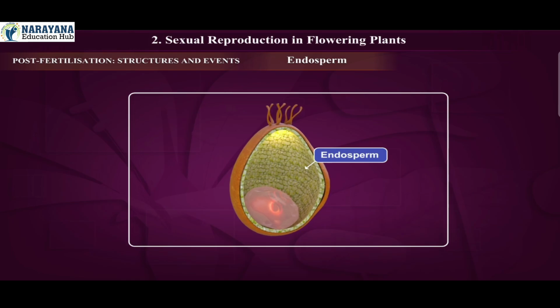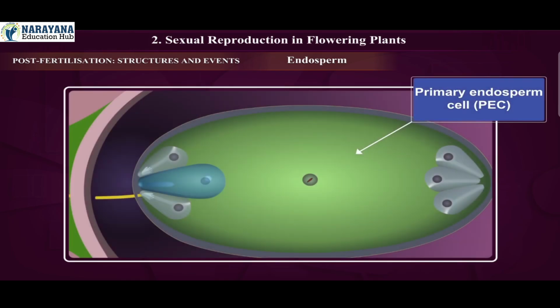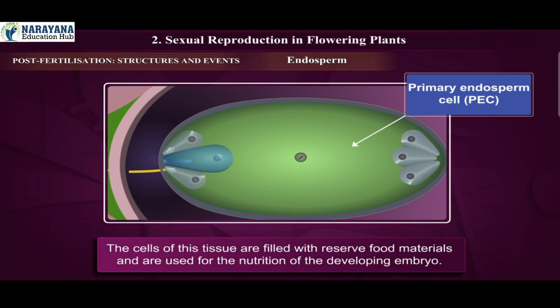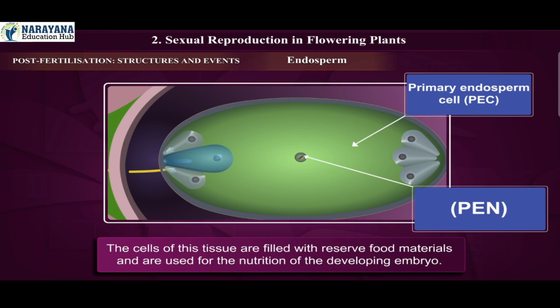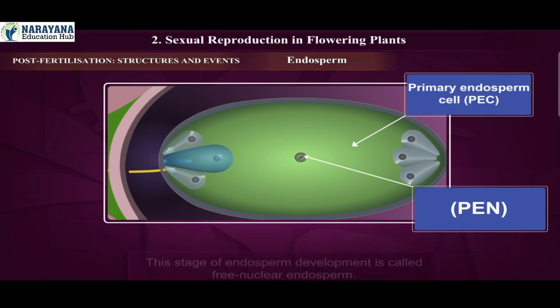Endosperm. Endosperm development precedes embryo development. The primary endosperm cell divides repeatedly and forms a triploid endosperm tissue. The cells of this tissue are filled with reserve food materials and are used for the nutrition of the developing embryo. In the most common type of endosperm development, the PEN undergoes successive nuclear divisions to give rise to free nuclei. This stage of endosperm development is called free nuclear endosperm.